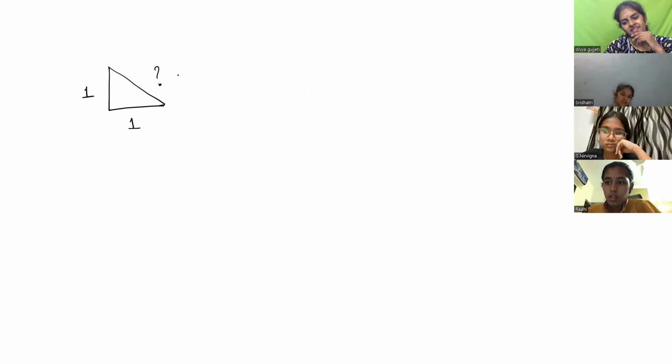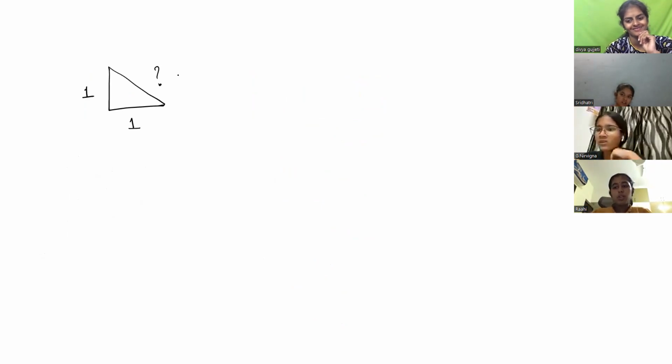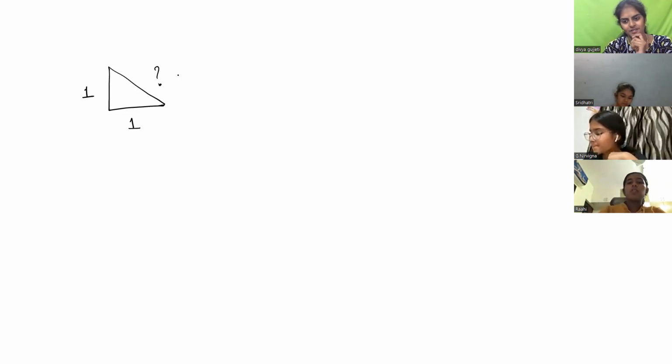So let me ask you, if it is 1 here and 1 here, can you tell me what is the value here? Very simple. Ma'am, 1. Check it again. So all three sides cannot be equal. This is the longest side as we have learned. Hypotenuse is the longest one.